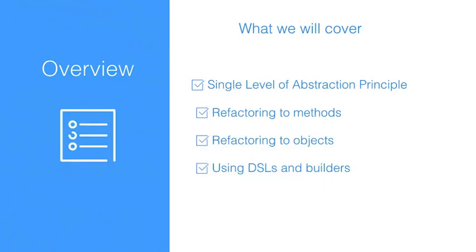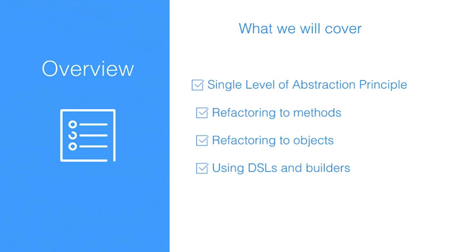In this tutorial, we'll be looking at three main ways that you can use the single level of abstraction principle to simplify your code and extract unwanted complexity. First of all, we'll look at how to separate your business logic into methods in order to make the flow of your code more readable.